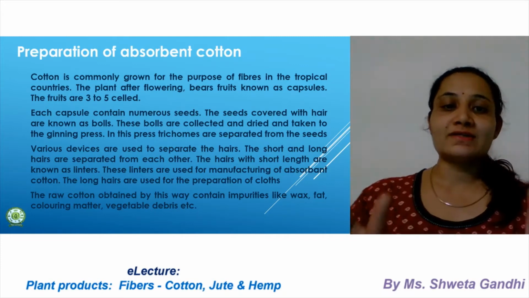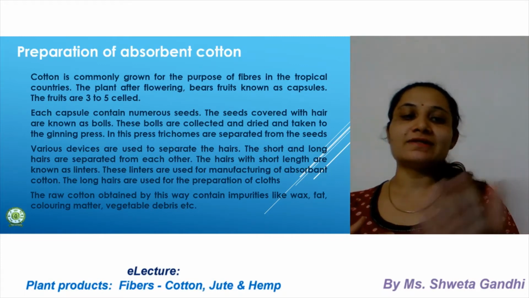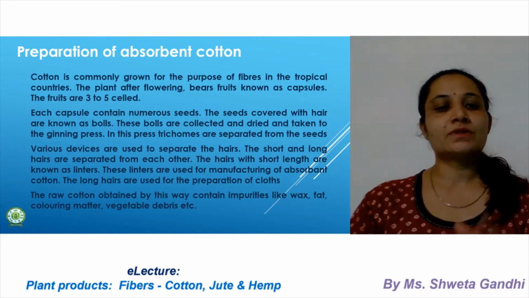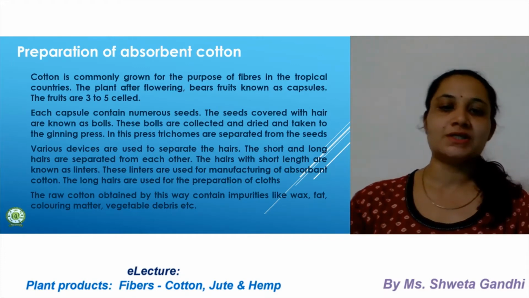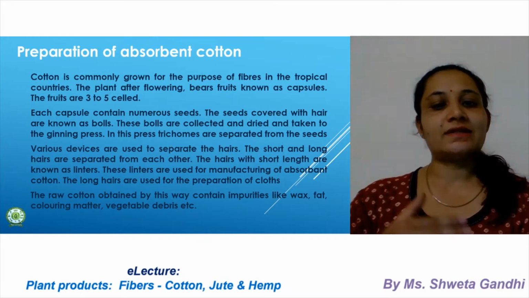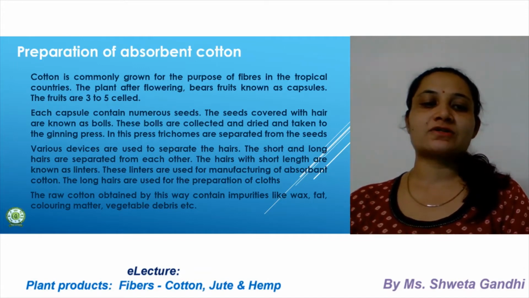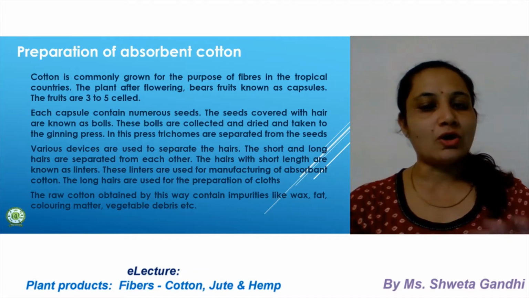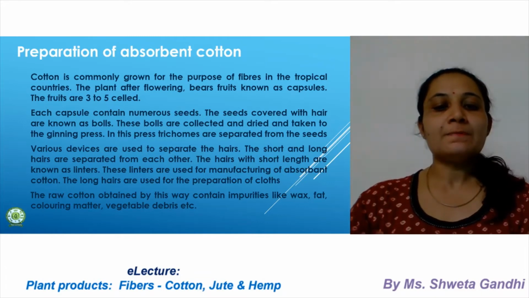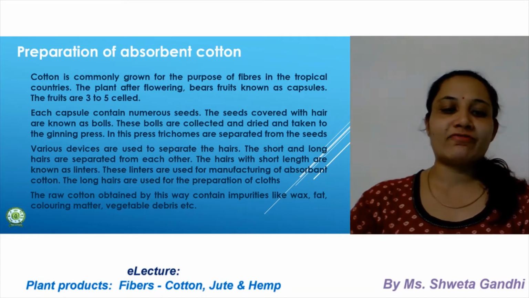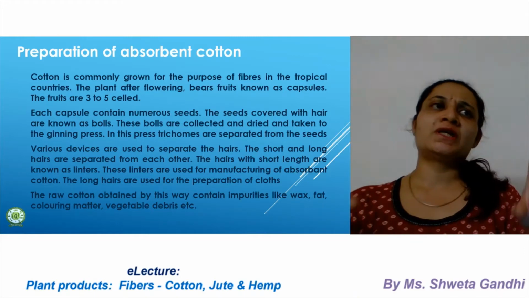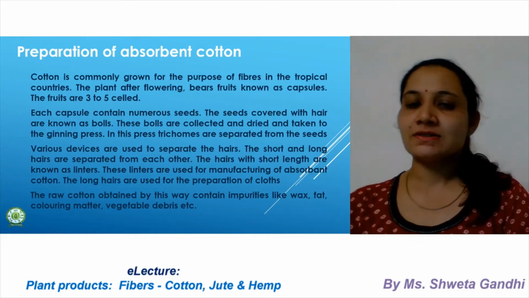Nowadays various analytical devices and controlling devices are there to separate the hairs of the cotton. The short and long hairs are separated from each other. The hairs with short length are called linters, and these linters are used for manufacturing absorbent cotton, and the long hair is used for the preparation of cloth. The raw cotton obtained contains impurities like fat, wax, and vegetable debris. So every portion has certain advantages.